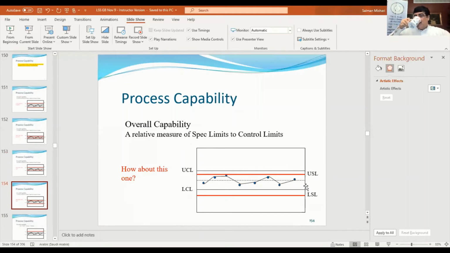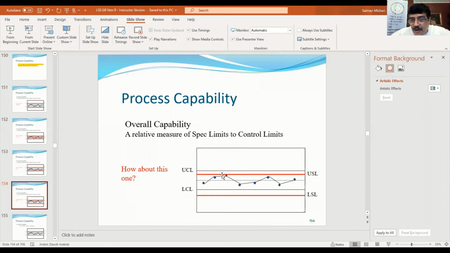It is capable. It's within. It's capable from one side, but it's not capable from the other side. I'm very sure that it will not touch the lower specification limit. If my customer says, I don't want anything below this value, I don't think anything is going to go below this value. But if he says that I don't want it to be above this value either, then I can't guarantee because it doesn't look too good.